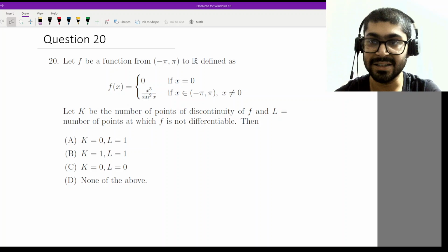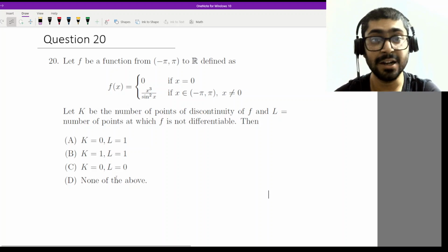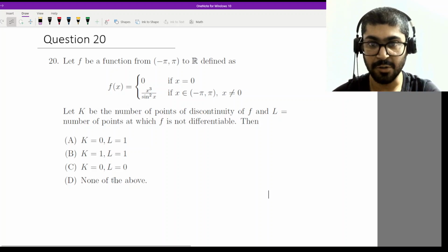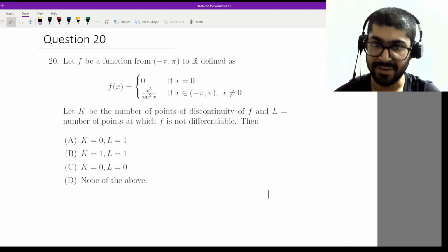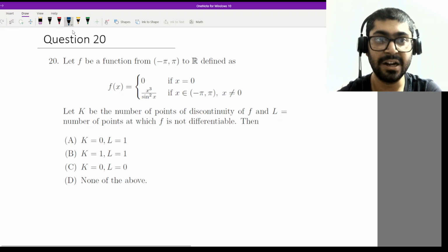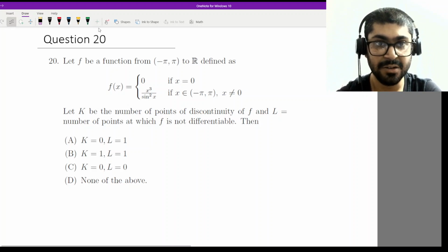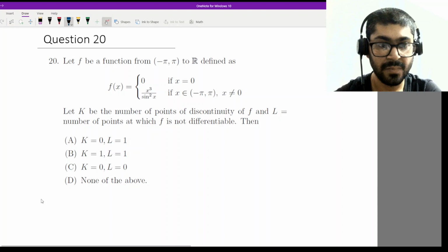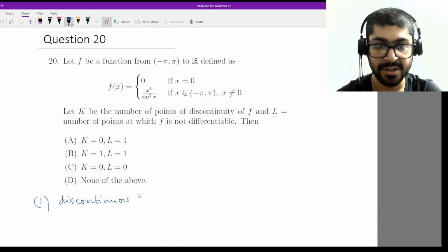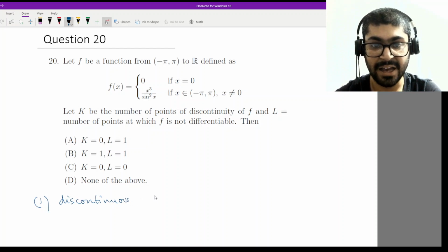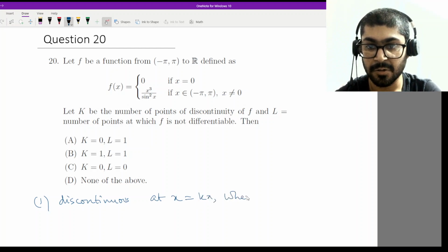Now, where will this function start to throw up problems? It will throw up problems at 0 for continuity, but since the function is well defined at 0, it will be continuous at 0 and it will be differentiable. Now, where are the other points where it will not exist and not be differentiable? So that list will be discontinuous. At 0 it's fine, well managed, but otherwise it will be discontinuous at x equal to k pi, where k belongs to integers, right?